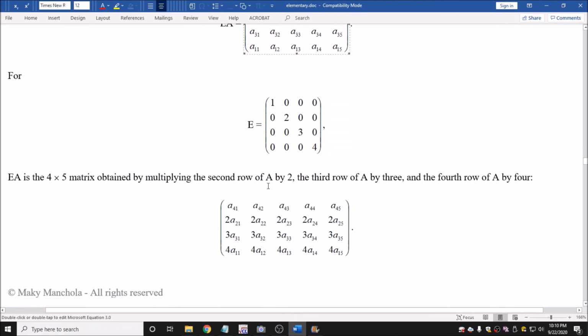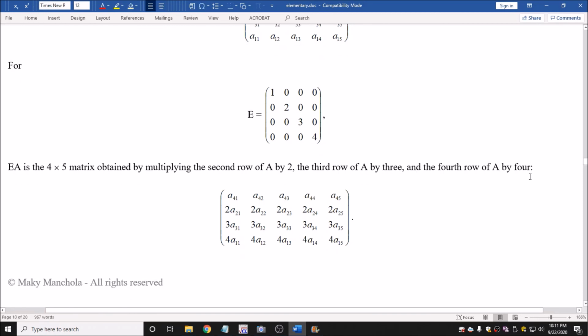Now, for E equal to the 4x4 matrix whose first row is the same as the first row of I, whose second row is 2 times the second row of I, whose third row is 3 times the third row of I, and whose fourth row is 4 times the fourth row of I, EA is the 4x5 matrix obtained by multiplying the second row of A by 2, the third row of A by 3, and the fourth row of A by 4.